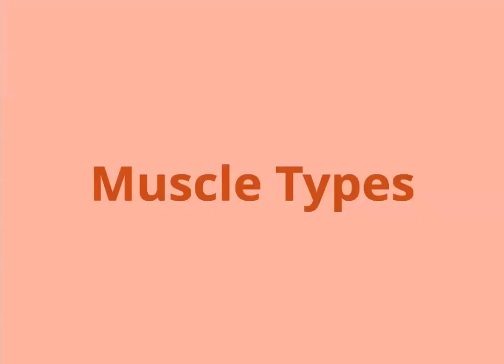First of all, we'll begin by reviewing some anatomy on the different muscle tissue types, and then we'll look at a review of muscle microanatomy before we move on to talking about muscle physiology.